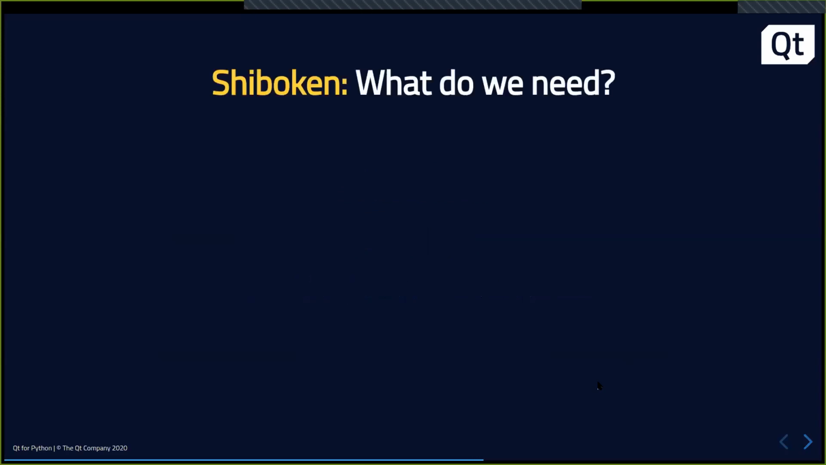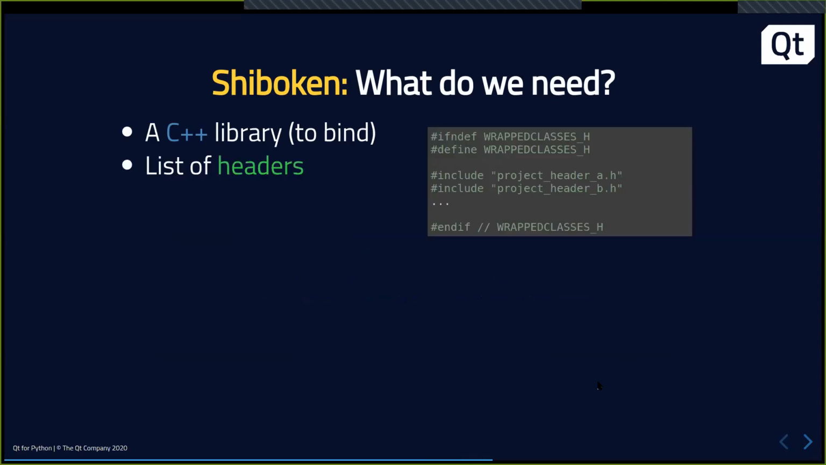So what do we need to start using Shiboken? Of course, we will need some C++ library that we want to expose to Python. This could be using Qt or not. It's totally up to you. We need a list of headers, and in this case, you can see that it will be literally just the list of headers, like include some project header A, B, whatever.